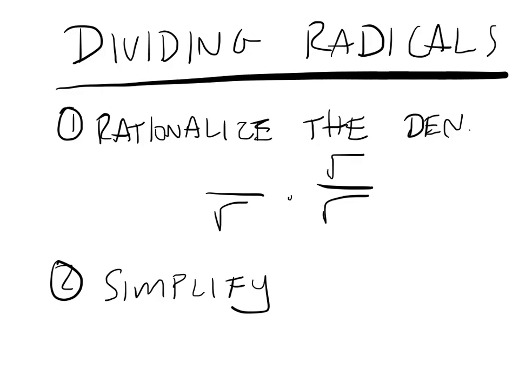Okay, so the key step today is this first step of rationalizing the denominator. Let's say I had the square root of 2 down here. What I'm going to do to both the top and the bottom to divide these radicals is multiply by the square root of 2 over the square root of 2. Okay, so let's look at an example.